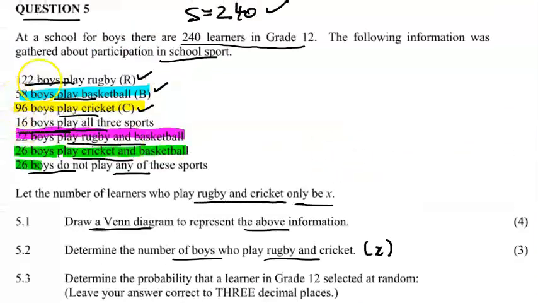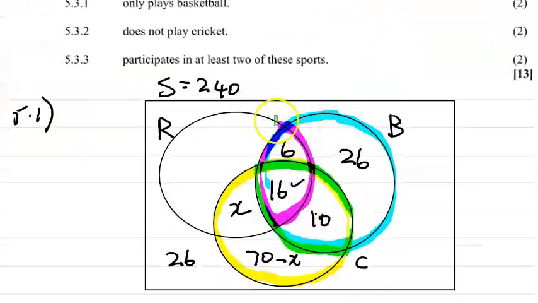Carrying on, 122 boys play rugby. So let's go look at rugby. So 122 boys play rugby. So this event here, or this circle, is rugby.